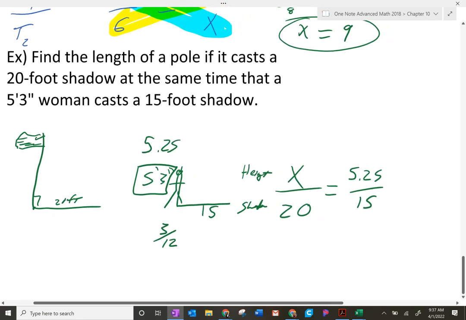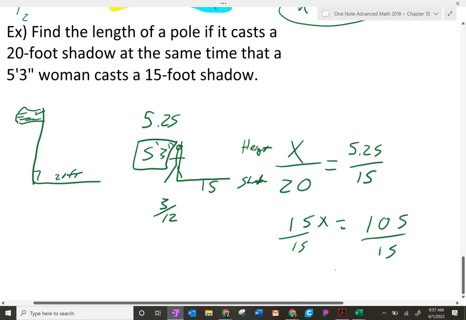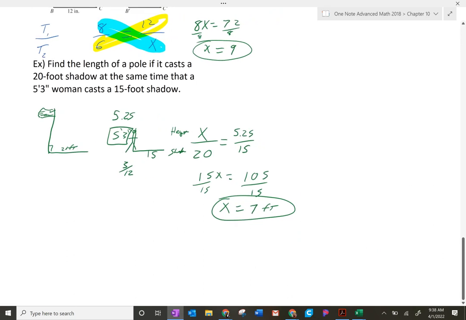Now I get to cross multiply and divide. So I got 15x equals 105. Divide both sides by 15. So the height of my flagpole, or pole for this point, is going to be 7 feet tall. It's not a very tall pole. Feeling good on that? Sweet.